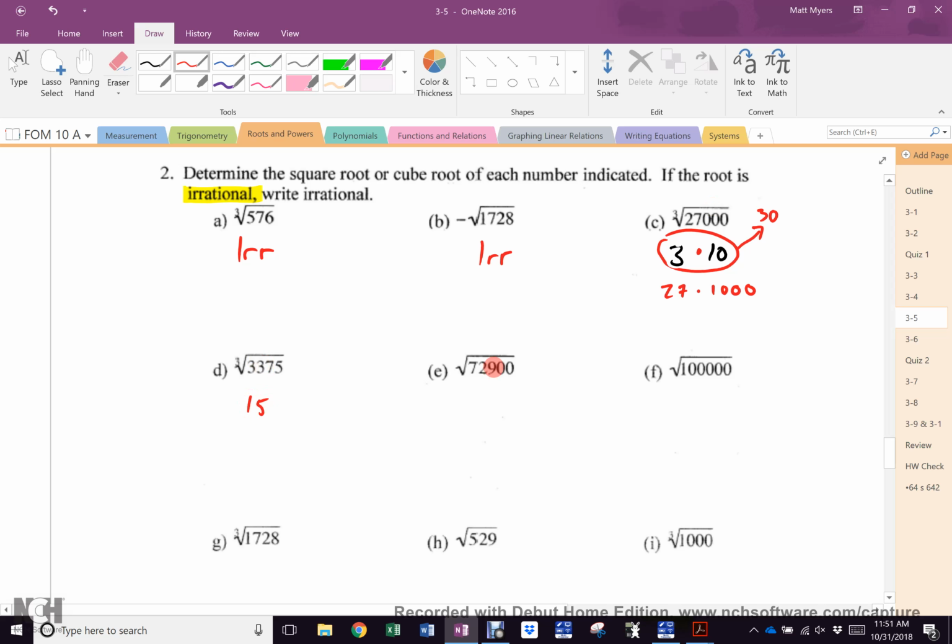You did that on your calculator, and I believe you got 270. Yeah? Because isn't that 729 times 100? That's 10. The square root of 729 is 27. So if that times that is that, then the square root of it must be that times that.